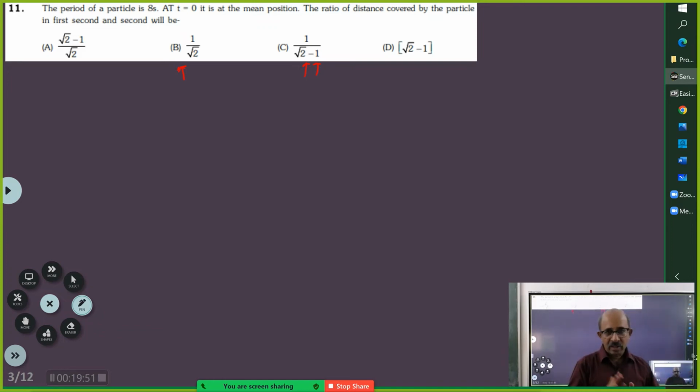If it is a free oscillator, then the mean position and equilibrium position will be the same. Otherwise, it will be different. So I'm just telling you, these are the things that you should watch out for. The ratio of the distances covered by the particle in the first and second second.